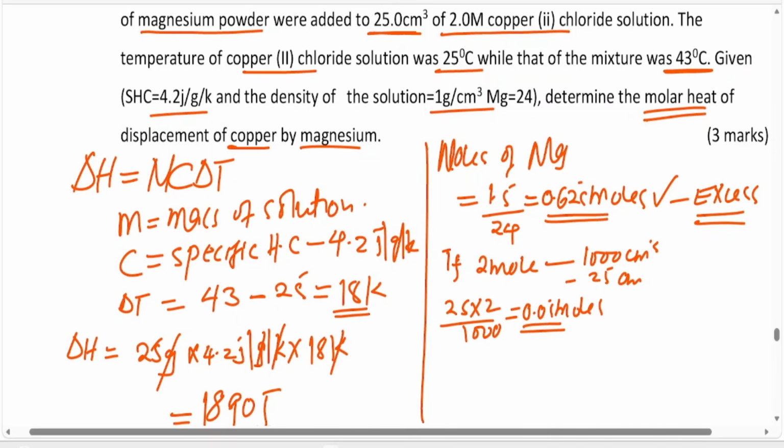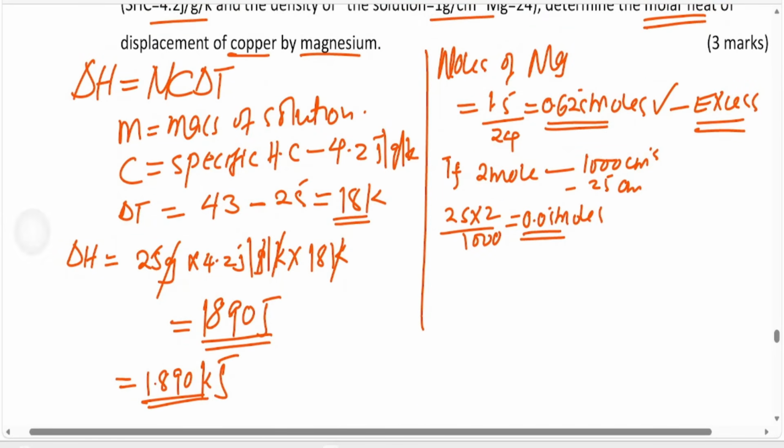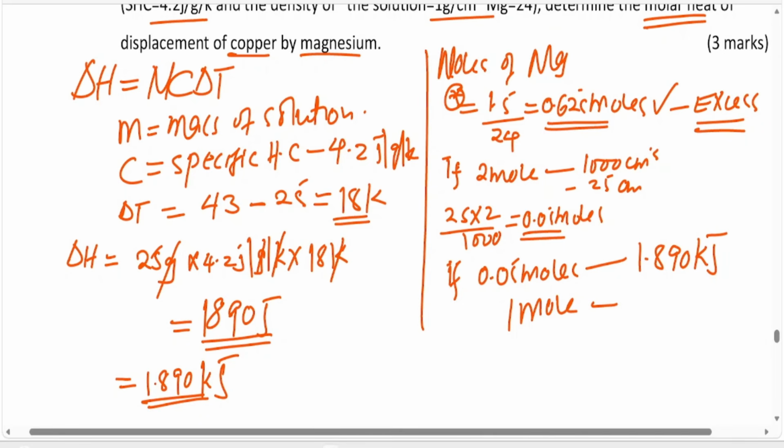So I'll go with the moles of the solution to be in a position to equate with the energy that was released. And then I ask myself, what about in 1 mole? I'll ignore the moles of magnesium and go with the moles of the solution. If these 0.05 moles discharged 1.890 kilojoules of energy, what about 1 mole? So here I should be determining the molar heat energy.